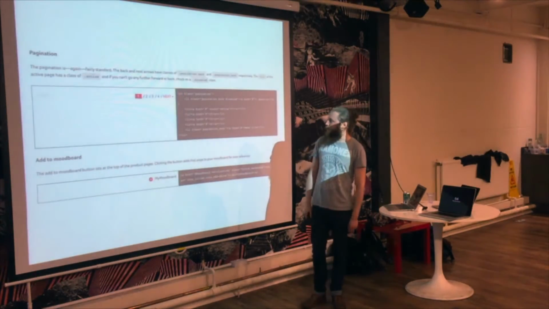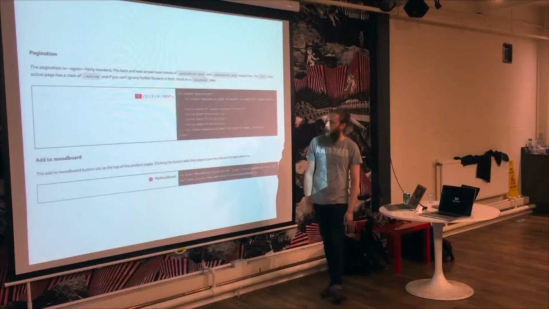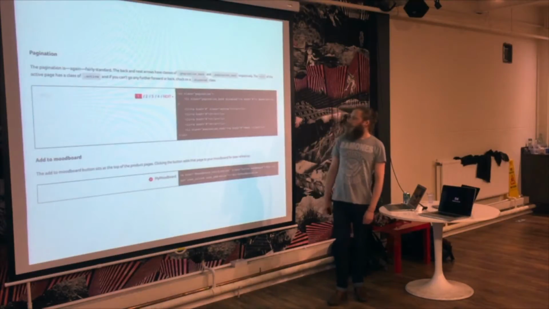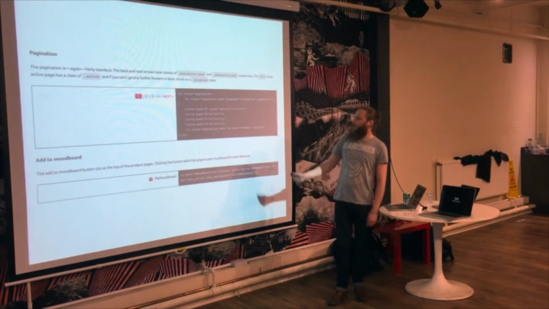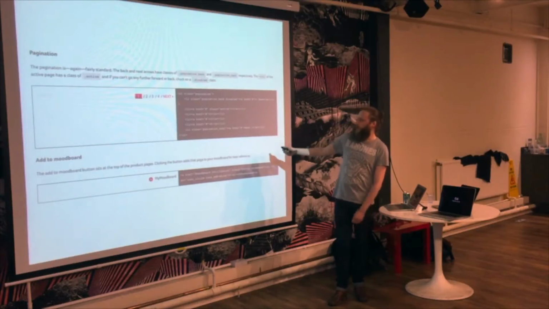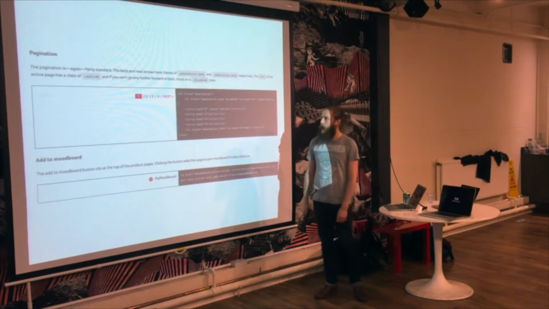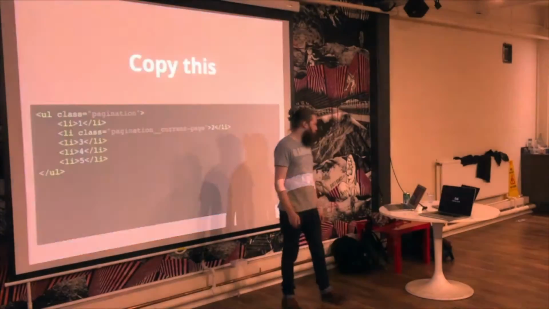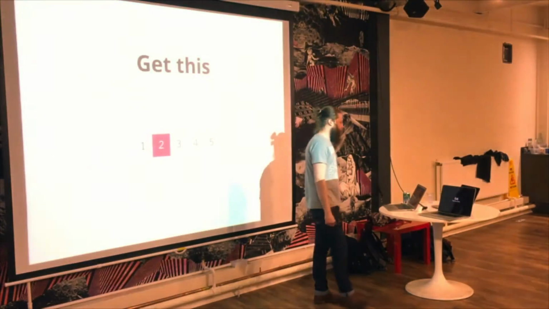There's another example here from another one that I did when I was working at Frontend. It's a pagination element. You want the element on the left, you copy the code on the right, put it into your app, and it just works. You copy this, you get this.